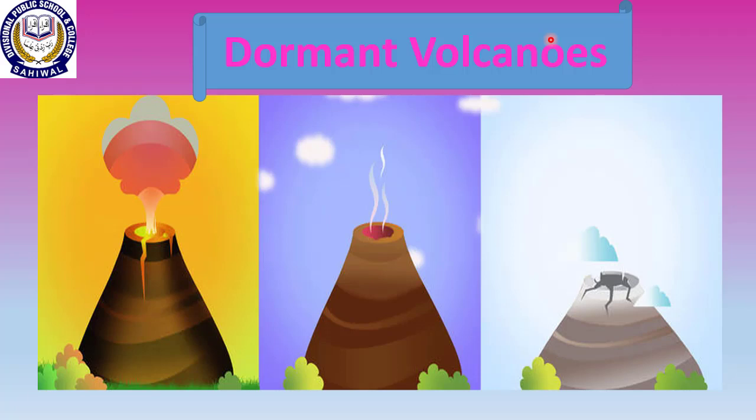Next, you can see about the dormant volcanoes. First one, there is no evidence for lava erupting. In the second stage, you can see over here, some smoke is appearing. But in the last stage, it can burst. It shows lava can erupt anytime. So that's why we can say these volcanoes are very dangerous. We don't know when lava will erupt from these volcanoes.